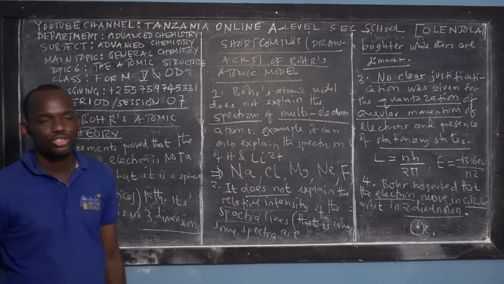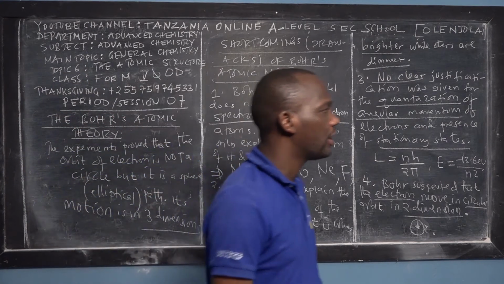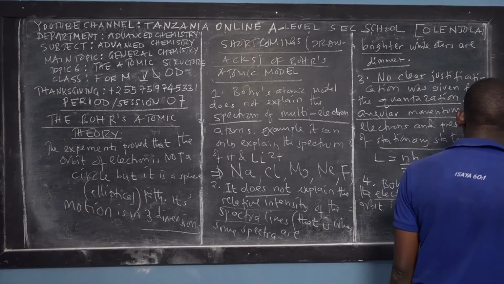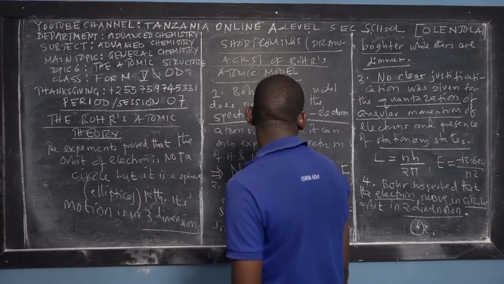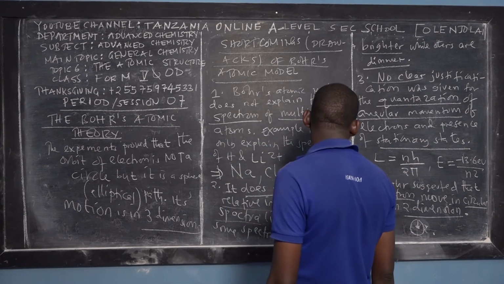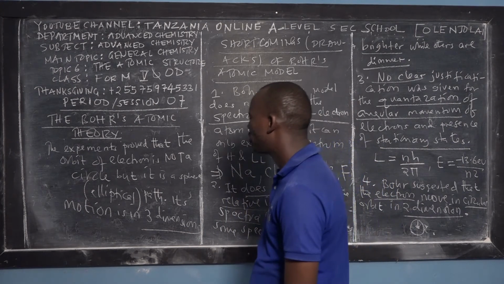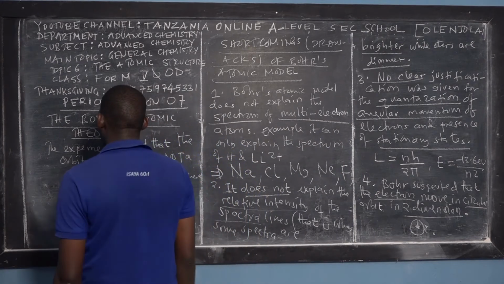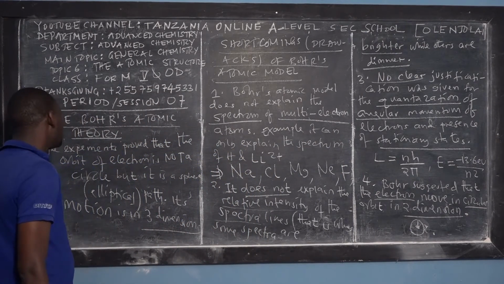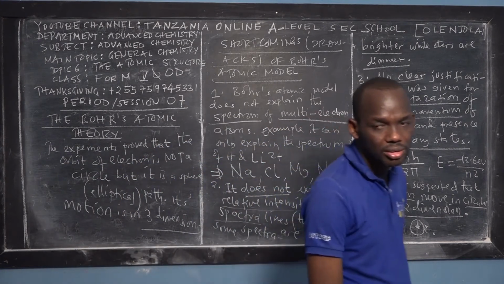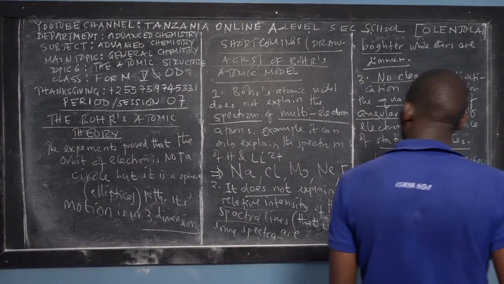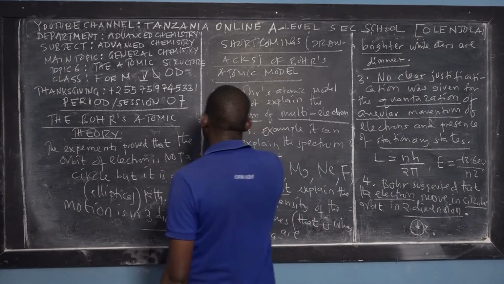Right? So you say the orbit of electrons is circular, which is not true. And then you say again that they move in circular orbits in 2 dimensions, while experiments show that they move in 3 dimensions and follow elliptical paths.